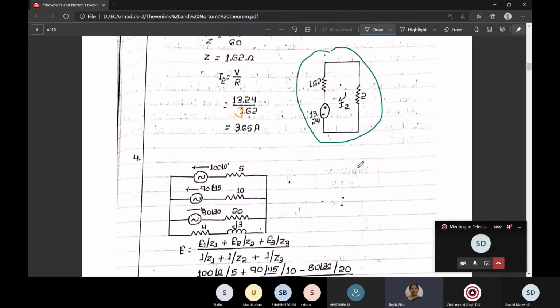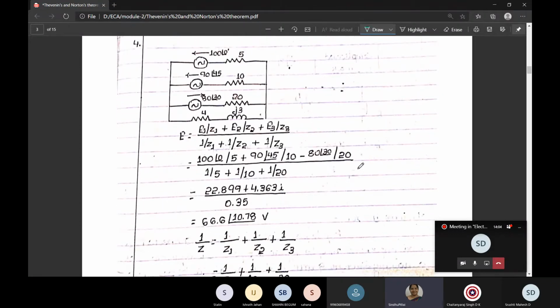So this is the second example, and the third one has come in polar form. It is 100 at an angle 0, 90 at an angle 45, 80 at an angle 30. The polarities of the first two voltage sources are in one direction, the other one is in the opposite direction. So you have to take 100 at an angle 0 divided by 5, and both will be positive. The third one is minus 80 at an angle 30.